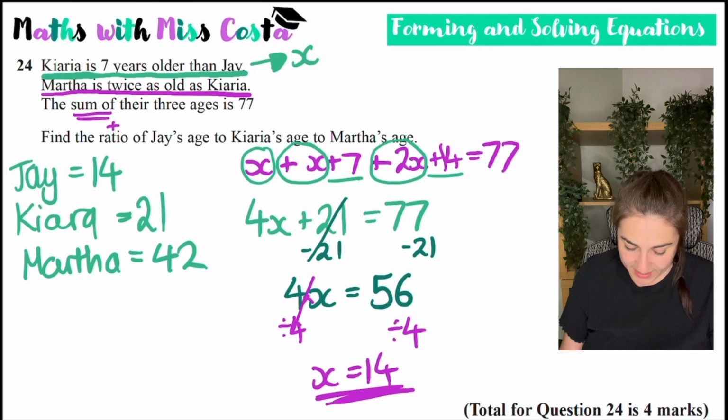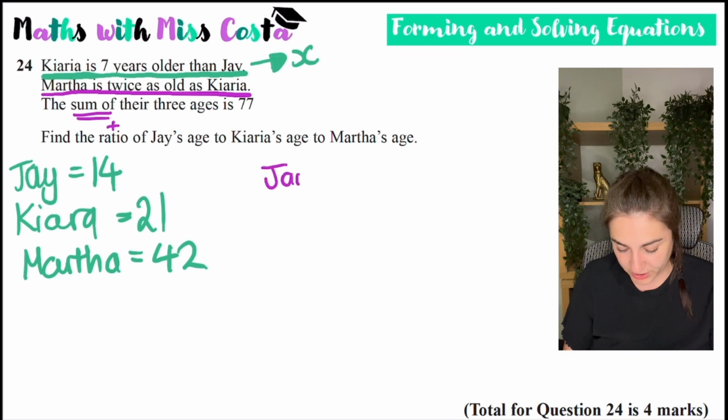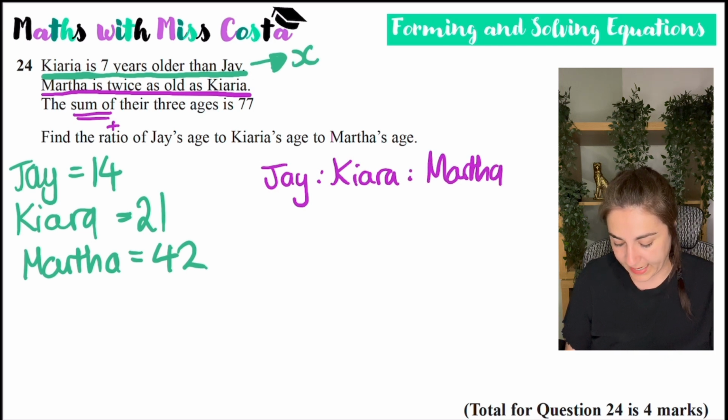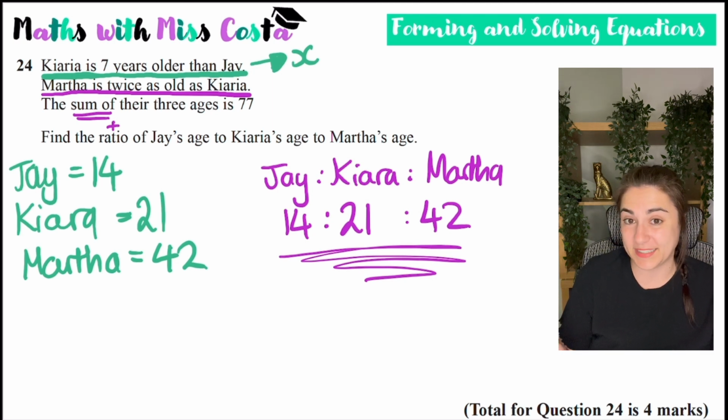Find the ratio of J's age to Chiara's age to Martha's age. So all I'm going to do is just write out their names. So I've got J to Chiara to Martha. And J is 14, Chiara is 21, and Martha is 42. So the ratio of the ages is 14 to 21 to 42. It hasn't asked me to simplify them.